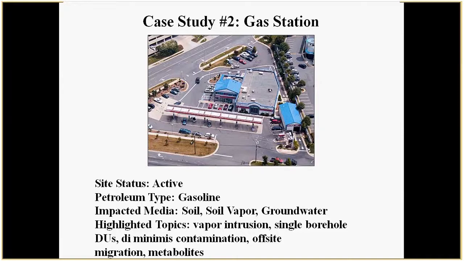Highlighted topics for this case study, and we do this for all case studies, we try to highlight specific topics. So we talk about vapor intrusion. We talk about what we call in Hawaii single borehole DUs, where you're putting in single boreholes to identify the extent and relative magnitude of contamination, which we've always done at UST sites. We talk about de minimis contamination. Yeah, it's high concentration, but it's just a volume of soil of a few cubic yards. Is it really an issue? We talk about off-site migration of dissolved phase plumes, and also metabolites or TPH-related degradation products in groundwater.